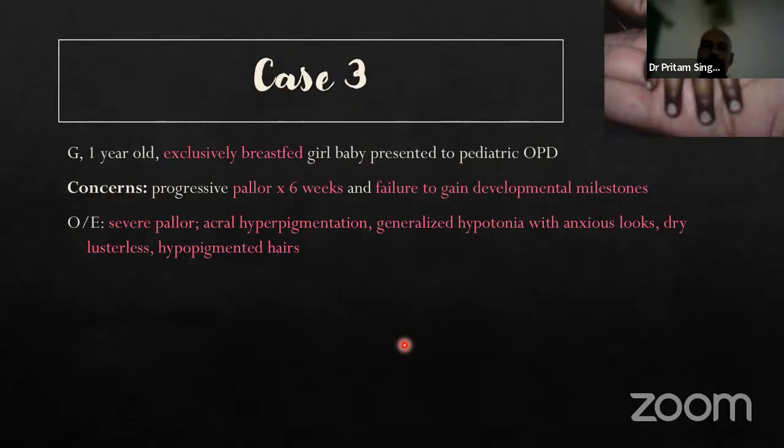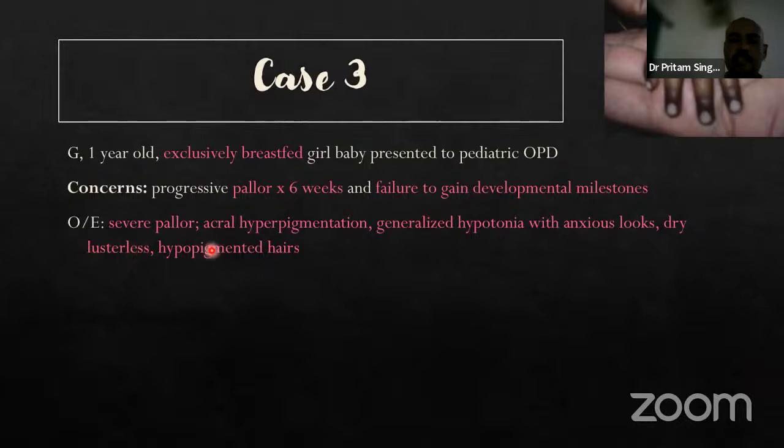So moving on to the third case. This is a young baby, a 1-year-old girl child. The baby is still exclusively breastfed without any weaning being done. She presented to pediatric OPD with progressive pallor for the last 1.5 months, and is also failing to gain developmental milestones, particularly in the motor developmental sector.